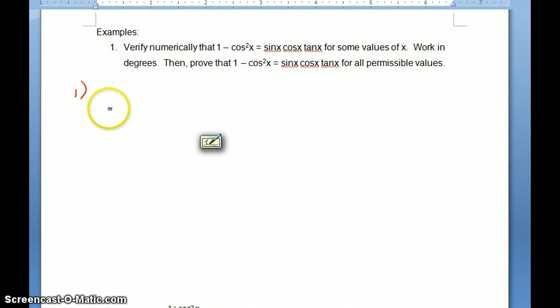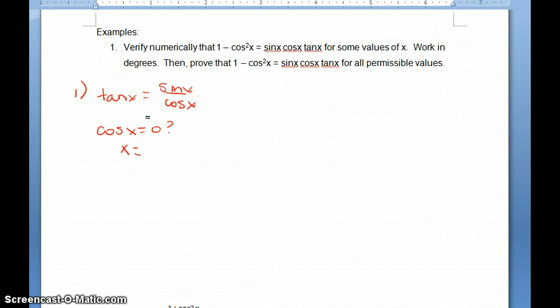So tan of x, that one can be written as a fraction. So we have sine of x divided by cosine of x. So then you have to ask yourself, what values would make that undefined? So what we really want to know is, when will cosine of x equal 0? At that point, that is where you will have non-permissible values. So at what values is cosine of x equal to 0? Using your unit circle, or if you know that off by heart, you should know that that is 90 degrees and 270 degrees going on.